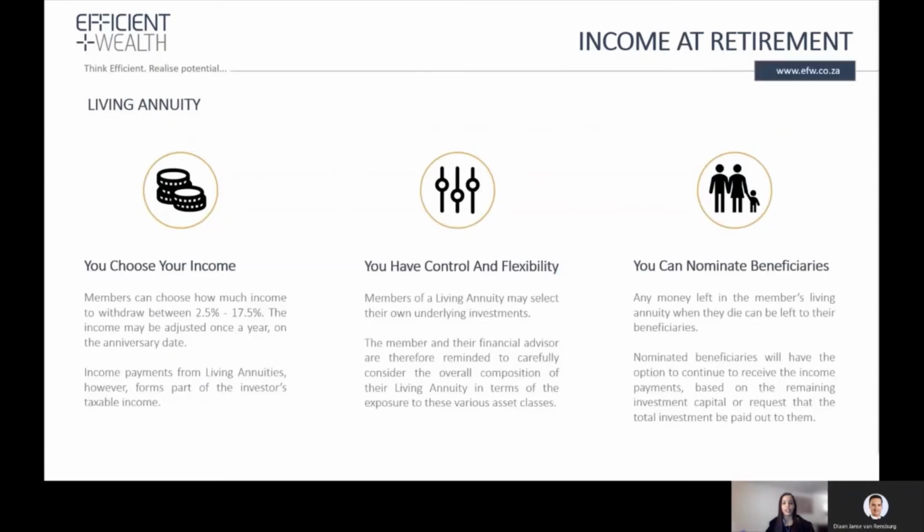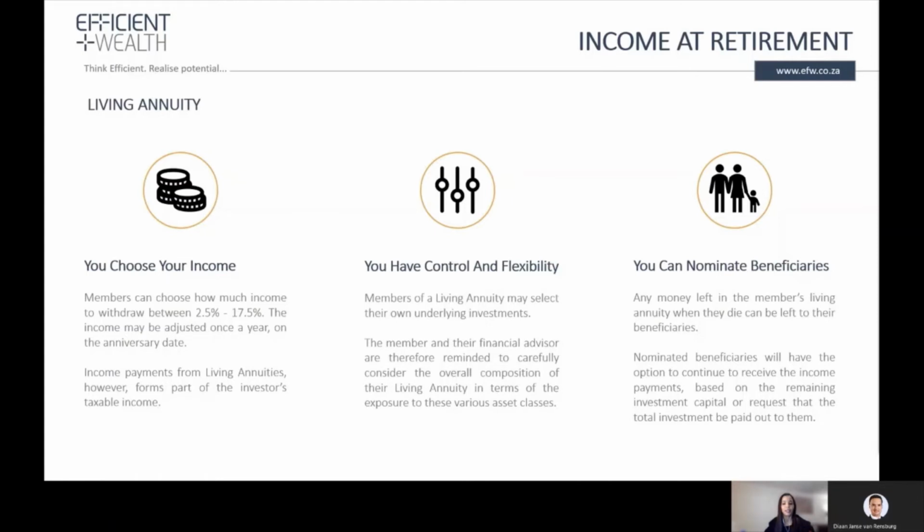So let's look at the living annuity, where most people invest their money. So you can choose your own income. Members can choose how much income to withdraw between 2.5% and 17.5%. The income may be adjusted once a year on the anniversary date. It's however important to know that living annuity income will form part of the investor's taxable income. You also have control and flexibility. Members of a living annuity may select their own underlying investments.